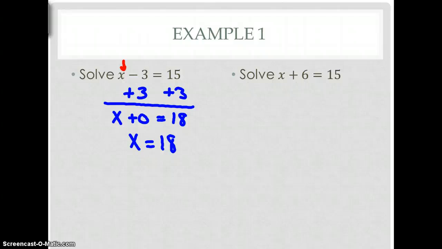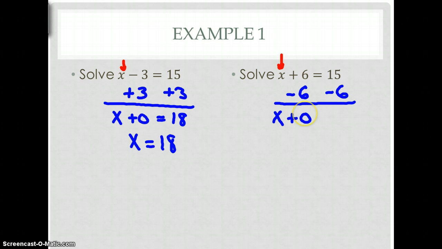Our second example here on the right, x plus 6 equals 15. Now again, we are still trying to isolate this variable, the x. So we can't do anything with it yet, but we have to work on that side. In order to get rid of that plus 6, we need the inverse of adding 6, and that is subtracting 6. So I'll subtract 6 from both sides. Now when I do that, I have positive 6 minus 6. Those cancel out and give me 0.